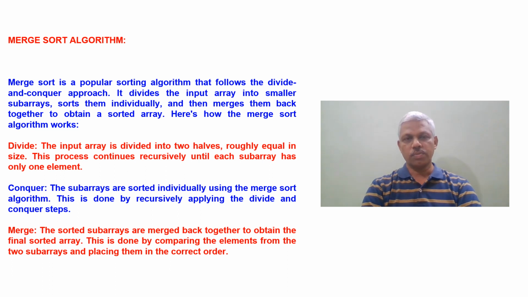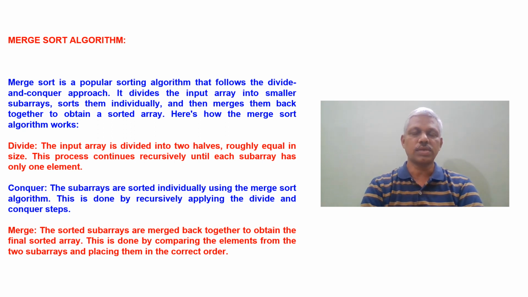In this lecture, we talk about the merge sort algorithm, which is again a divide and conquer type of algorithm. The working process of this algorithm is first it divides the given array into smaller subarrays by progressively dividing each subarray into two halves. This process recursively continues until each subarray is reduced to at most a single element.